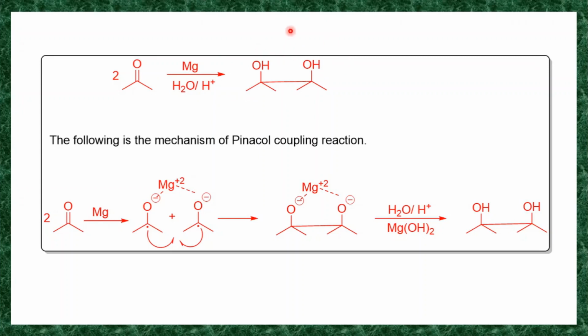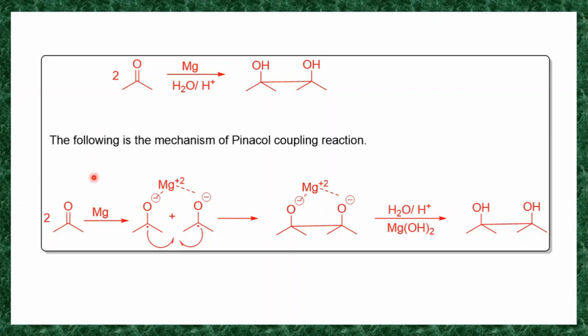The example given shows the preparation of Pinacol itself. It can be prepared from two molecules of acetone in the presence of magnesium metal, water and acid, and you will get this Pinacol. Now let's see its reaction mechanism.